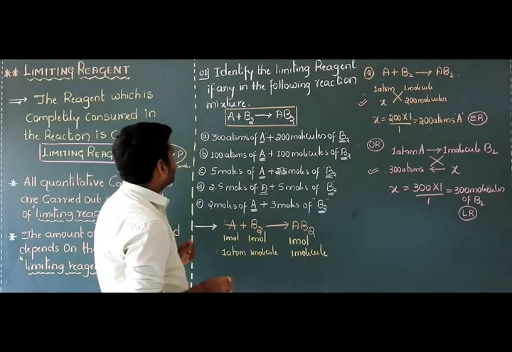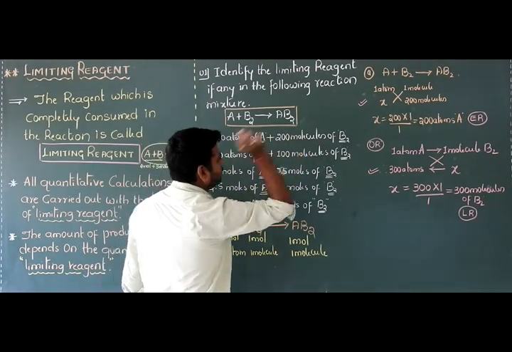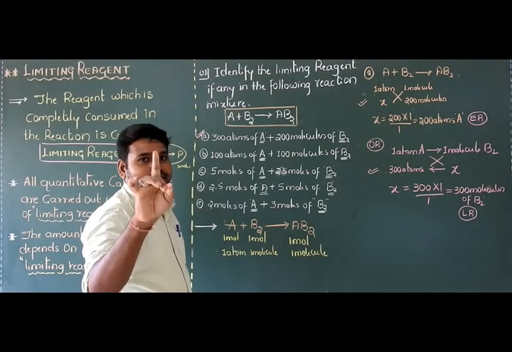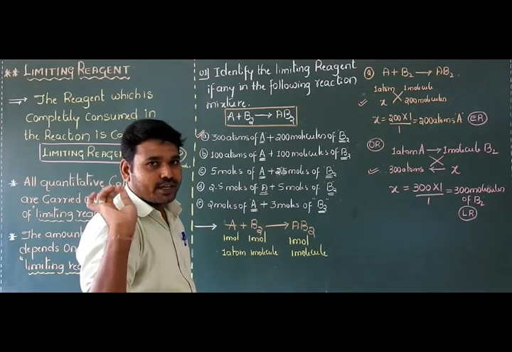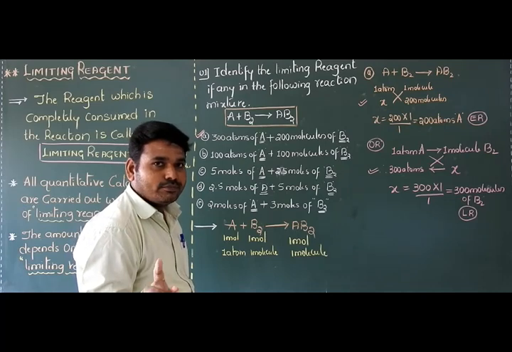So this is the first question. Tell me which one is a limiting reagent here. Reactant B2 is called the limiting reagent in this first problem, students. Is it clear? Any doubt in this problem?